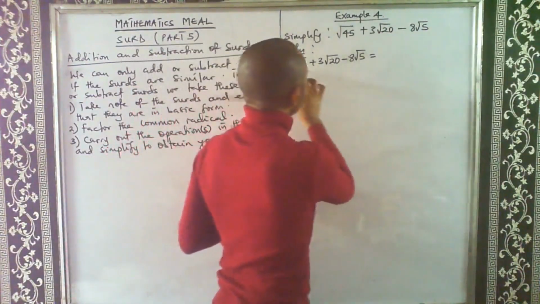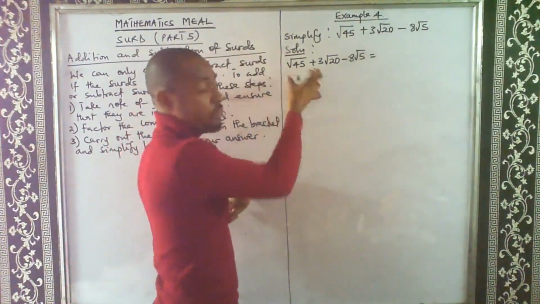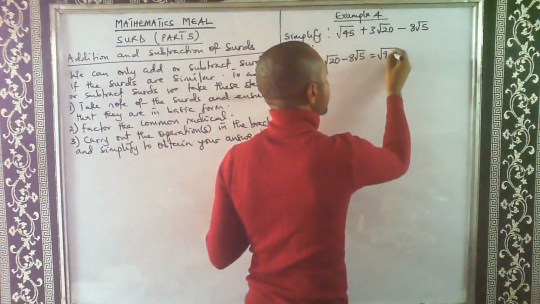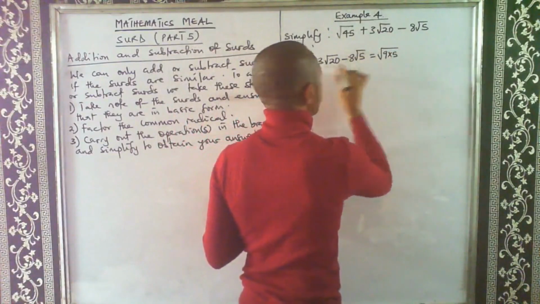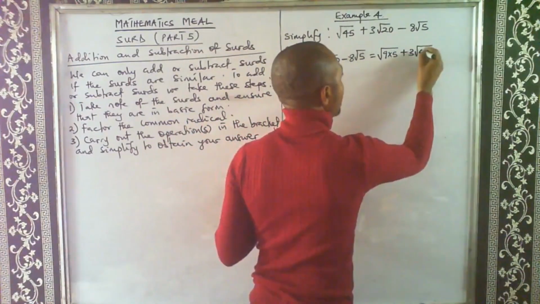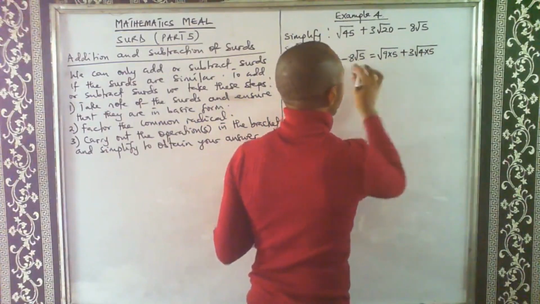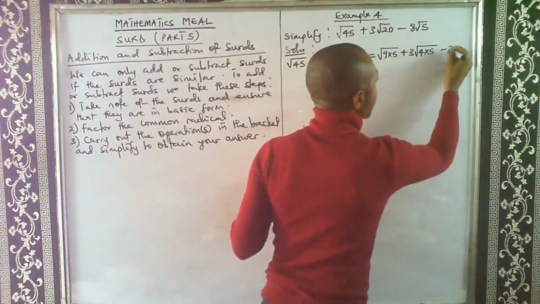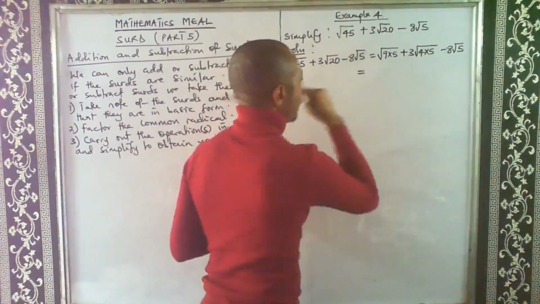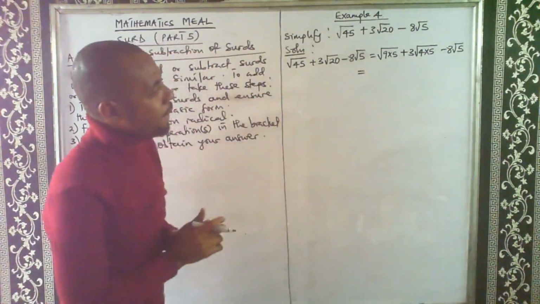Alright? So we have to express 45 in basic form. And if I do that, I'm going to have 9 times 5. I need to express 20 in basic form. If I do that, I will have 4 times 5. And already this one is in basic form, 8 root 5. Okay? 8 root 5. Alright, we'll move together.